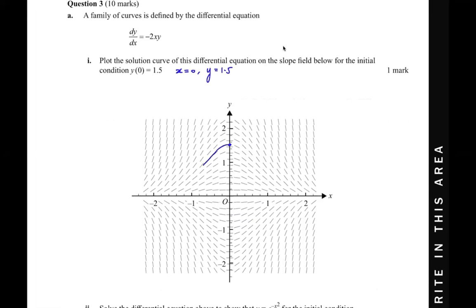And I guess this is what you're going to plot on your paper. Label it as (0, 1.5). And I guess there is an asymptote, y equals 0, horizontal asymptote, okay? Even though it's not asked by the question.